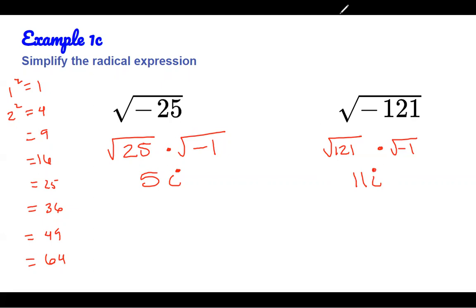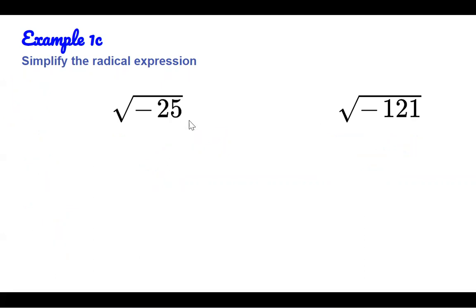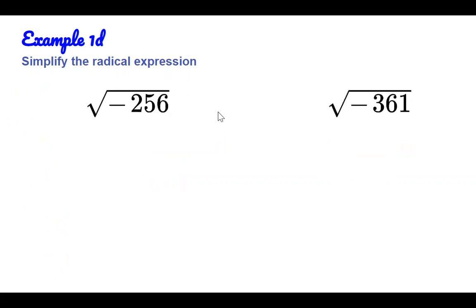Let's stay at this level forever. All right, everybody has this. Perfect. Okay. All right. Let's go ahead and try these now. Square root of 256, negative 256, and square root of negative 361. Go ahead and try these ones on your own. Let's see what you guys get.